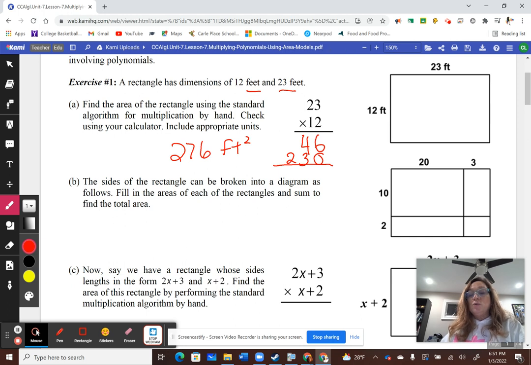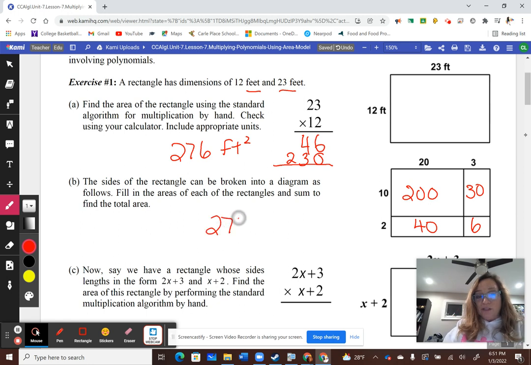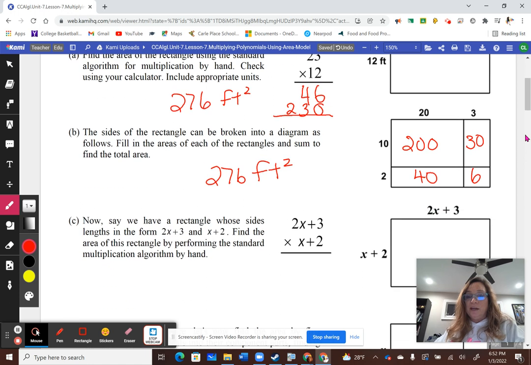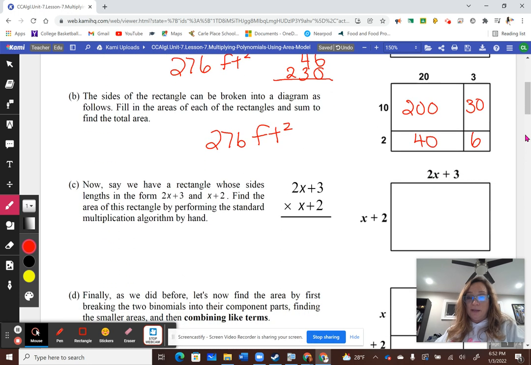And we're going to take the 12 and break it down into 10 plus 2, which is 12. So now I could do each little rectangle, and I would do 20 times 10, 10 times 3, 2 times 20, and 2 times 3. And so I found the area of each of the smaller pieces. And then if you add all the areas together, you would again get that 276, which we're saying is feet squared because the units are feet. And that's the basic idea between using the area model for polynomial multiplication.